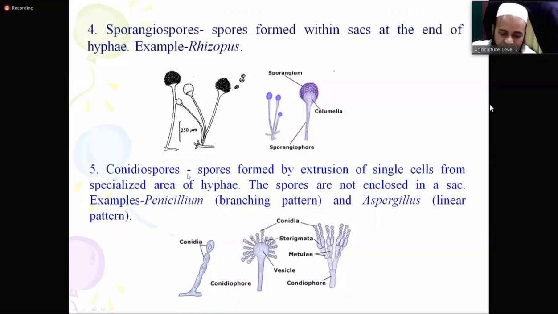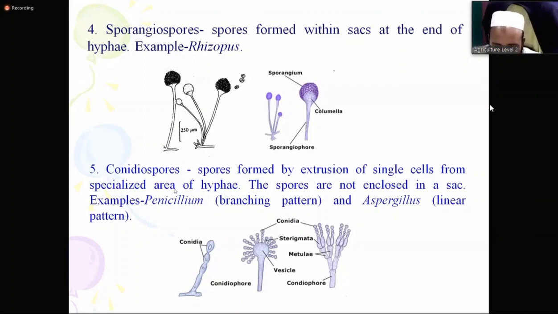Another one is conidiospore. Now you understand what conidia are. Conidia are exogenously borne spores formed by extrusion of a single cell from a specialized hypha. From this specialized hypha, which we call conidiophore, they prepare spores one after another. These spores are not enclosed in a sac. For example, Penicillium. You know Penicillium, a very important fungus. You also study Penicillium.